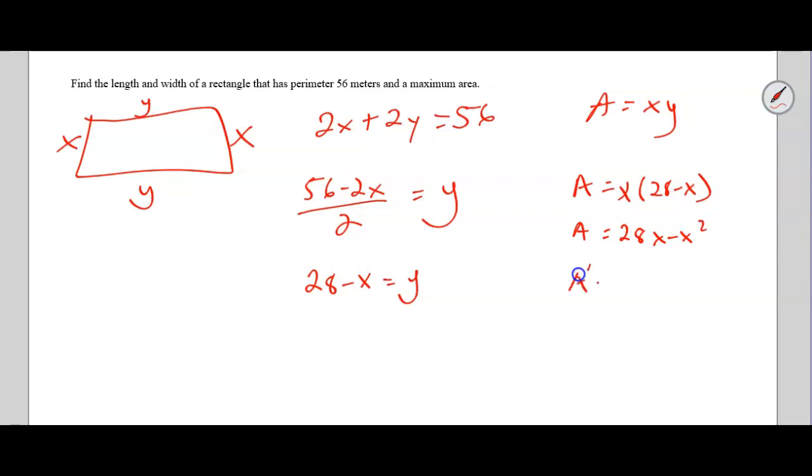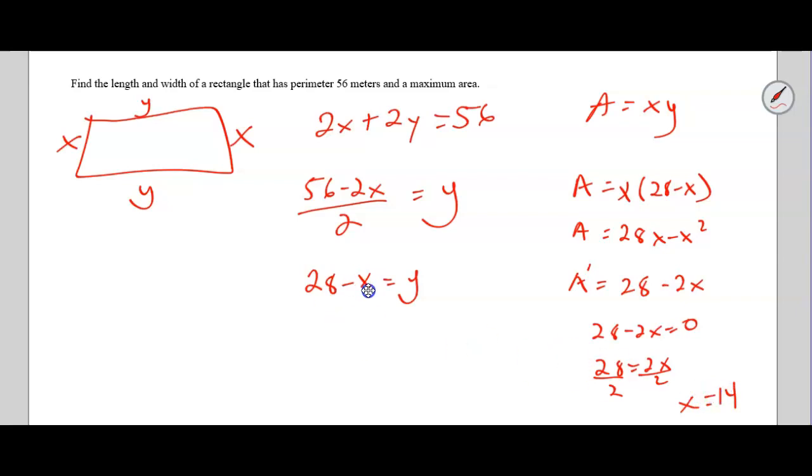And then find your derivative. The derivative of 28x is 28, and the derivative of negative x squared is negative 2x. And then we set that equal to 0. Add 2x to the right side. Divide by 2, and we get x equals 14.